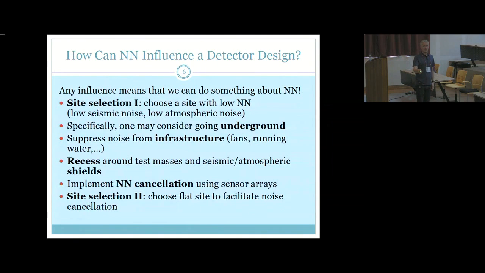Related to that, you may reconsider the site selection problem, not only to search for sites that are low in seismic noise and low in atmospheric noise, but also which are flat to facilitate noise cancellation. Because if it's a very rough surface, you would have a lot of scattering of seismic waves. That would make this problem a little bit harder.